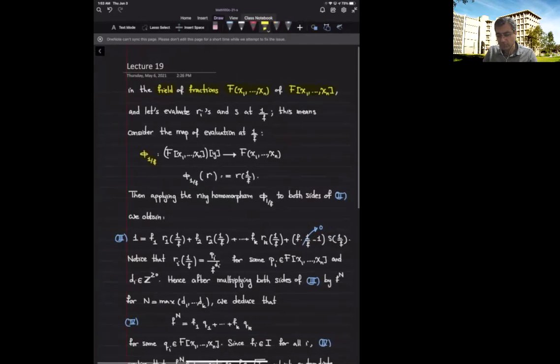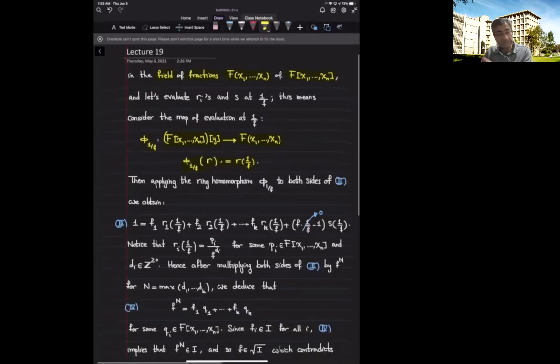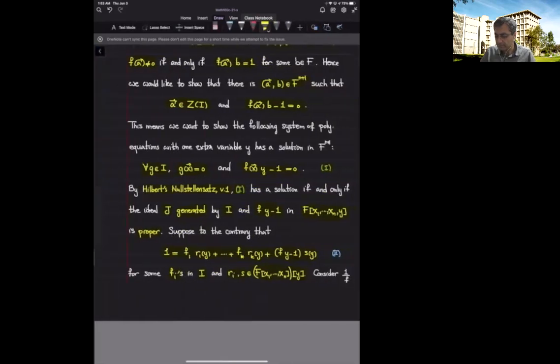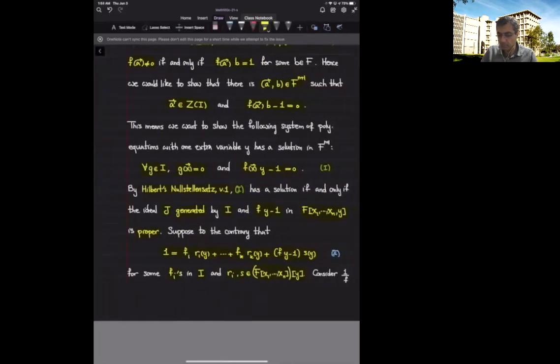I get this evaluation map from the ring of polynomials with coefficients inside this ring with variable y. I'm going to substitute 1 over f for y, and end up getting some fraction. So I give you a polynomial, you evaluate it at 1 over f. Instead of y, you plug in 1 over f. This is a ring homomorphism. I apply it to both sides of this equality, this one. I plug in 1 over f.